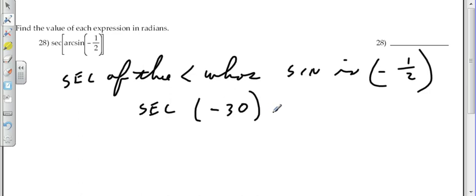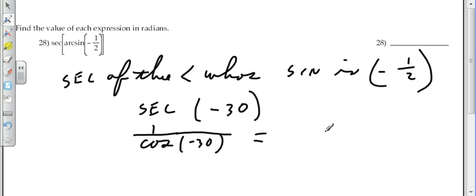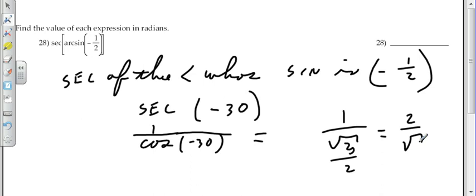Now secant is 1 over cosine. So we want 1 over the cosine of minus 30 degrees. And the cosine of 30 degrees is the square root of 3 over 2. So that means that we're going to have 2 divided by the square root of 3, and I'm going to rationalize the denominator, and I'm going to write down a final answer, 2 square root of 3 over 3. Okay, anybody believe that answer?